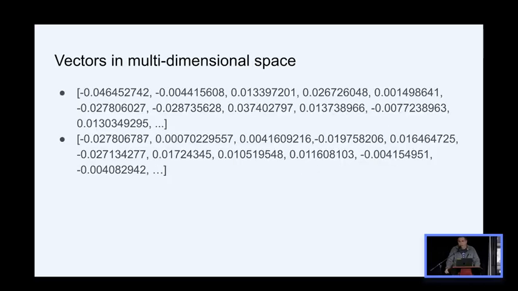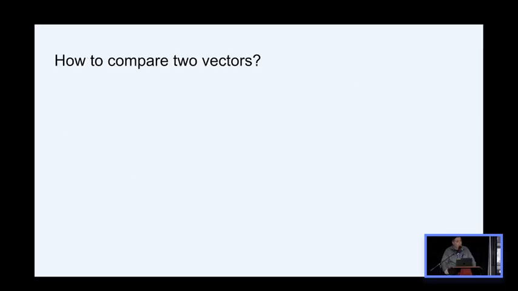Well, in reality, we don't have two dimensions. We're going to have hundreds or thousands of dimensions, and vectors will look like this. So we have to go through them and compare two vectors to each other. How do we do that?